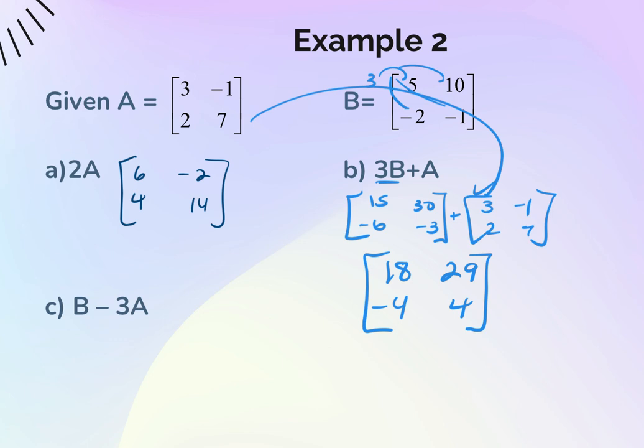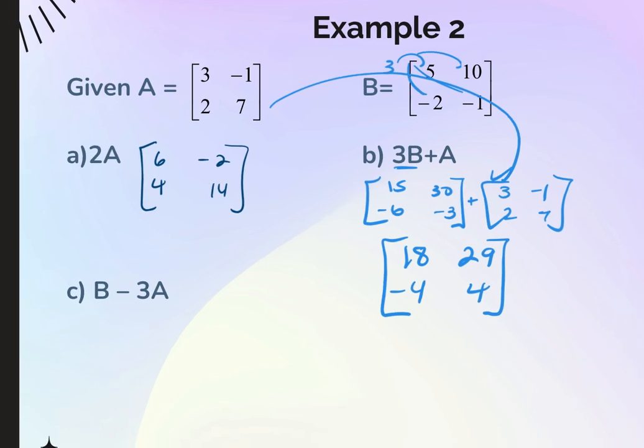All right, then B minus 3A. Again, check to make sure it can be done. We already know it can be. B is going to stay as it is, 5, 10, -2, -1. And then you have 2 choices. Either distribute in a -3 and add the 2 matrices, or distribute in a +3 and then subtract. So I'm going to do the first way because we haven't done it yet.